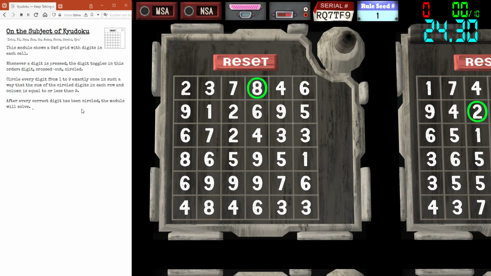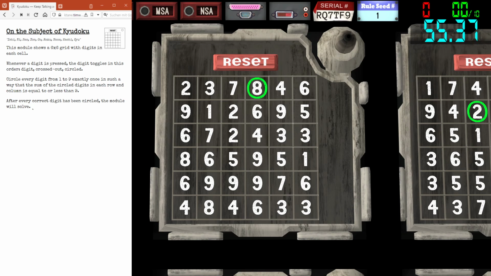This module shows a 6x6 grid with digits in each cell. Whenever a digit is pressed, the digit toggles in this order: digit, crossed out, circled. Let me show this to you real quickly. If you press a digit other than the already circled digit, this is the given digit, we cannot click on it. If we were to click on this 5 here, we would go from digit to crossed out to circled.